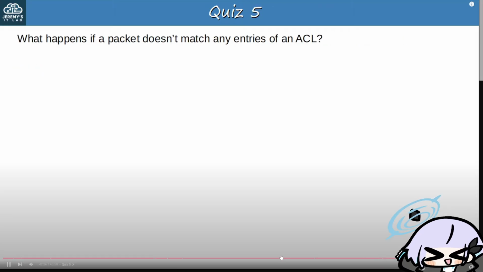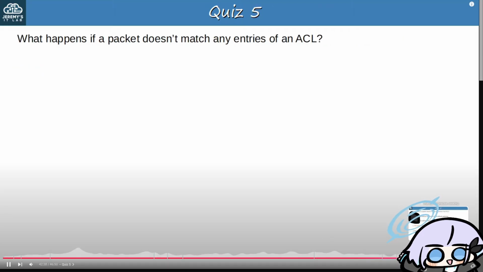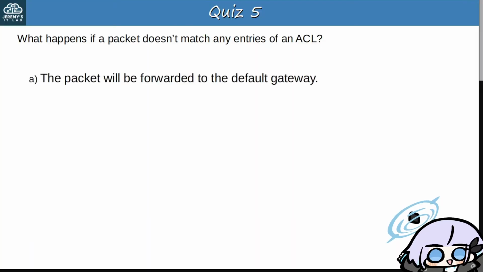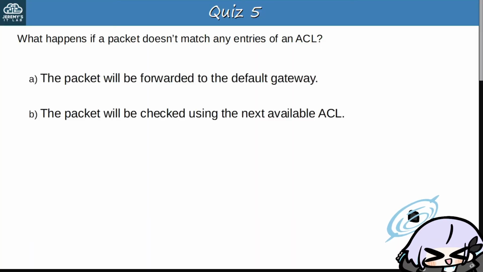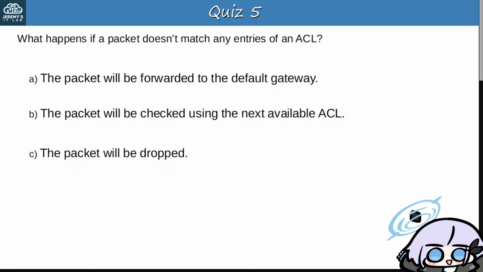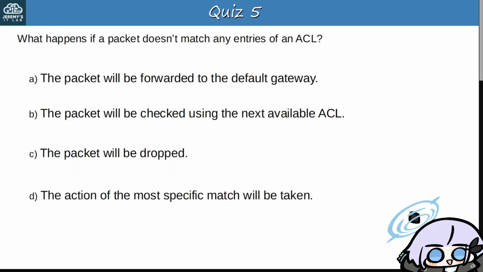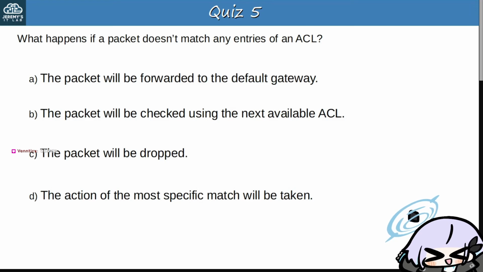What happens if a packet doesn't match any entries of an ACL? A. The packet will be forwarded to the default gateway. B. The packet will be checked using the next available ACL. C. The packet will be dropped. Or D. The action of the most specific match will be taken. Pause the video to think about your answer. I don't need to think about it. Just drop it. The answer is C. The packet will be dropped.